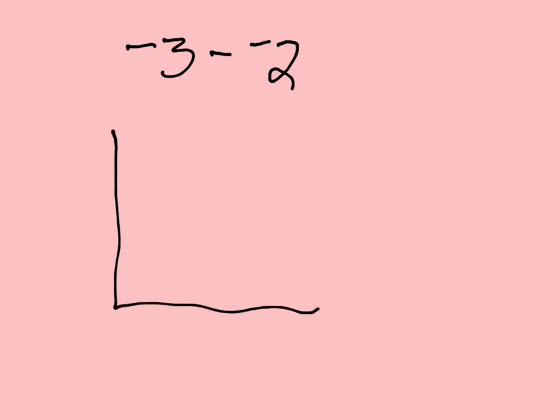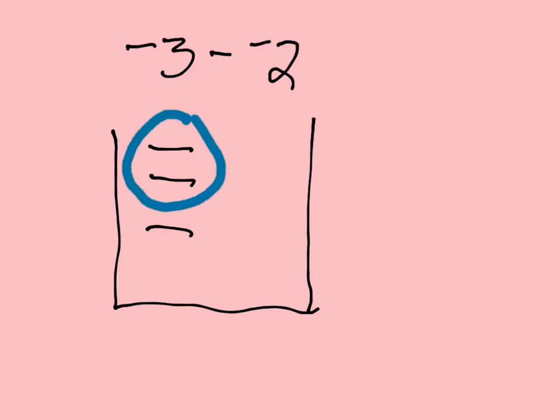What if I have negative 3 take away negative 2? Well, that looks pretty complicated, but let's see what we can do. Negative 3, so I start with 3 negatives, and I need to take away 2 negatives. Well, that's actually pretty easy. I can take away 2 negatives right there. I don't have to do anything special. What am I left with? Just 1 negative. Well, that was a lot easier than it looked. Let's take a look at another problem.